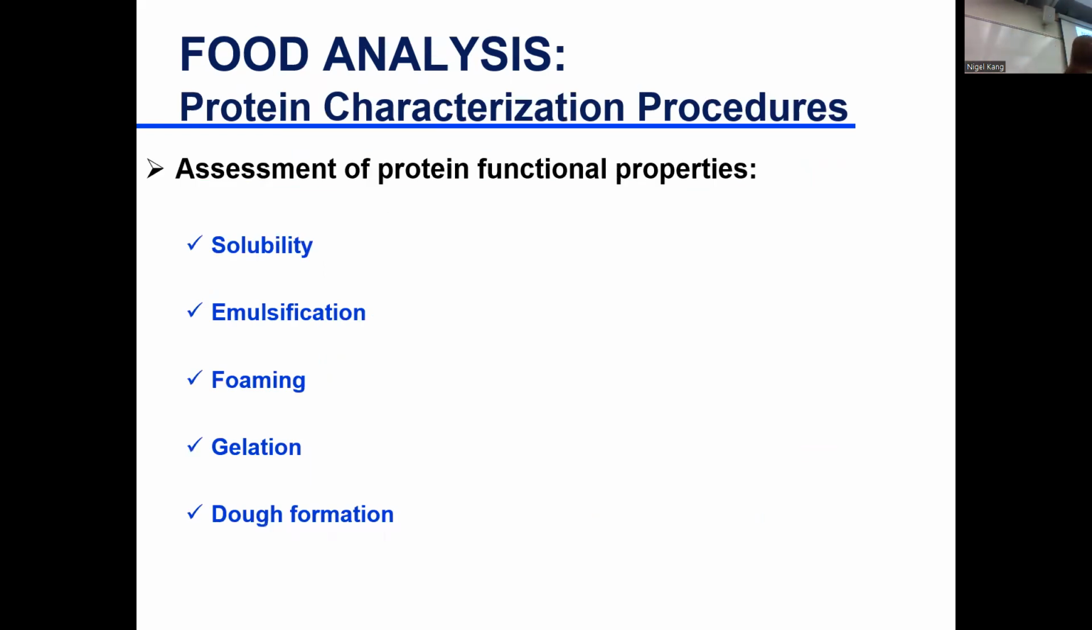Okay, protein functionality, or functional properties of proteins. So in food application, there are specific functional properties that are important for us depending on our application. In many applications, protein solubility is the most important functional property for us.